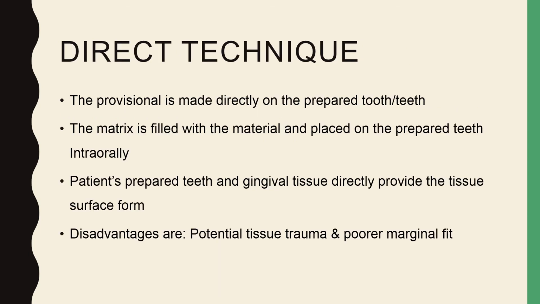The direct technique is where the provisional is made directly on the prepared tooth or teeth. The matrix is filled with the material and placed on the prepared teeth intraorally. The patient's prepared teeth and gingival tissue directly provide the tissue surface form. The disadvantage of this technique is the potential tissue trauma and poorer marginal fit, because the provisional has to be removed before its final set to avoid engaging the undercuts.